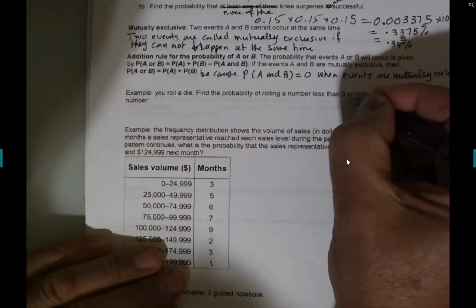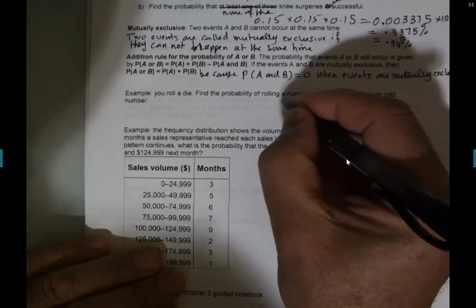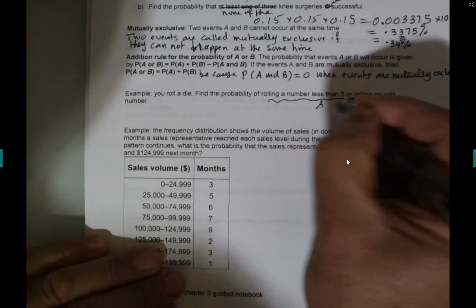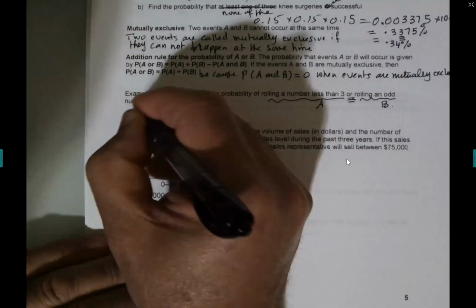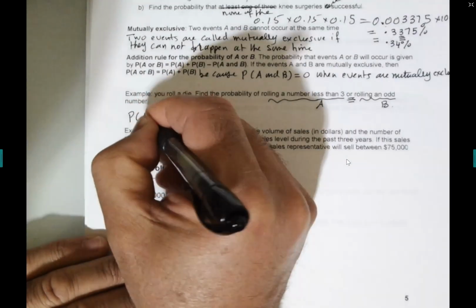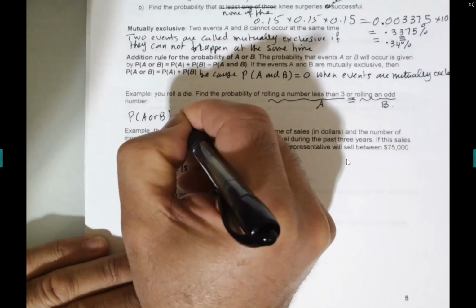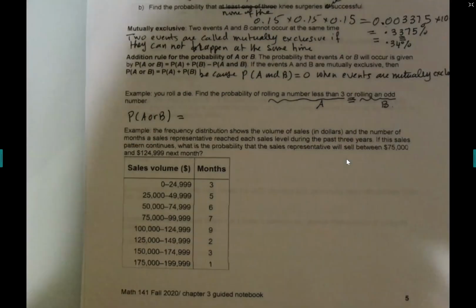You roll a die. Find the probability of rolling a number less than 3 or rolling an odd number. You see the or here? This is event A, and this is event B. Okay, let's do it together. I'm going to do it step by step, guys, and I'm going to use the formula.